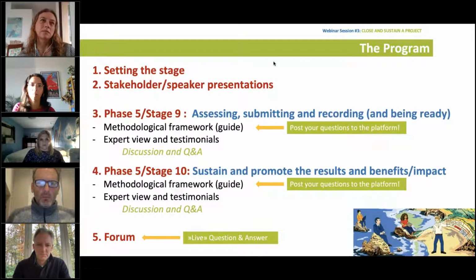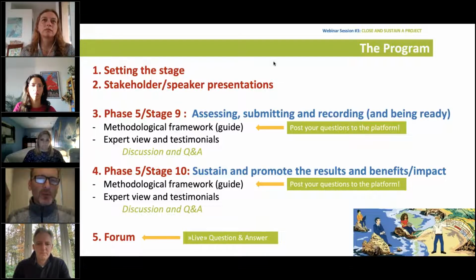So I'm setting the stage. We're going to have our stakeholder and speakers talk in a minute, and then what we'll do, it's a bit of a shorter piece, but we will talk about both of the last two stages in phase 5, all of the sort of assessing, submitting, and recording, and what comes with that with a funder, and some of the diversions that you might take. And you'll hear stories potentially that support that in various ways from our speakers as well.